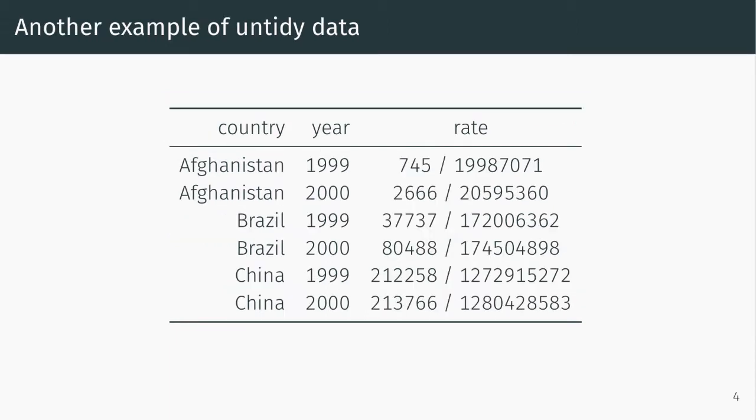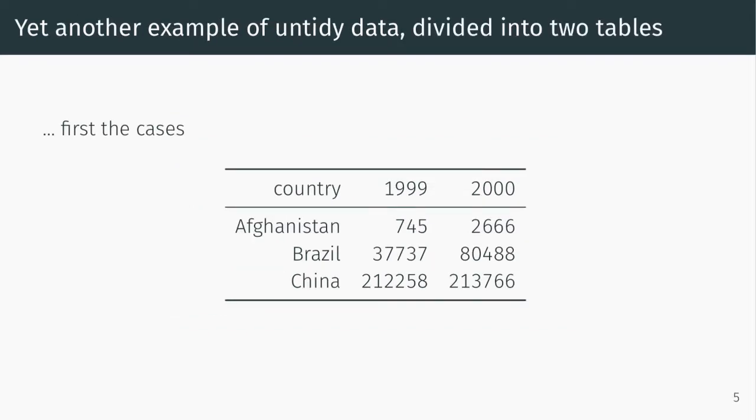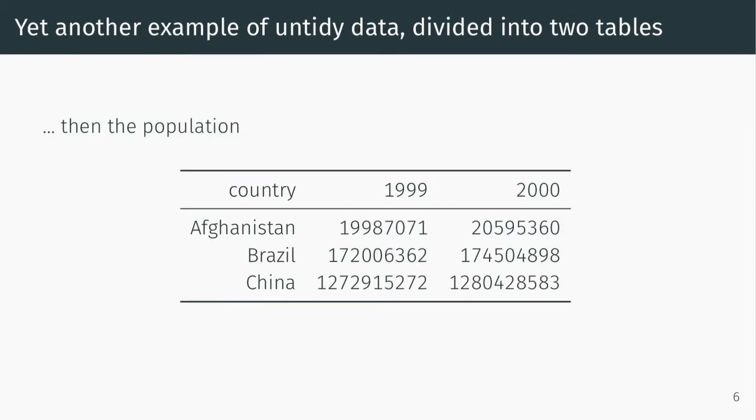Here's another example of untidy data. It's the same information. The tuberculosis cases and the population have now been collapsed into one column of the table. And here's another example of untidy data divided into 2 tables. So here's a table that contains the number of cases over 2 years, and here's a table that contains the population of the 3 countries over 2 years.